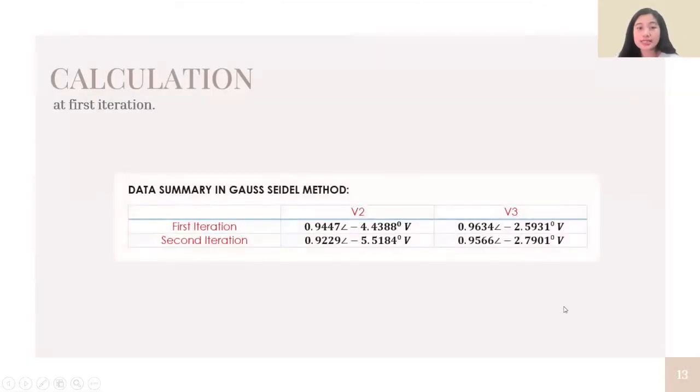So, here is the data summary just para lang makita ninyo kung ano yung nakuha natin sa first and second iteration and later we will have a comparison in the very end. Pero ito yung values na nakuha natin for V2. This is the first iteration and this is our second iteration. For V3, is this the first iteration and this is our second iteration. Kung makikita ninyo, hindi sila masyadong nagkakalayo sa isa't isa upon iterating from one to the second iteration.